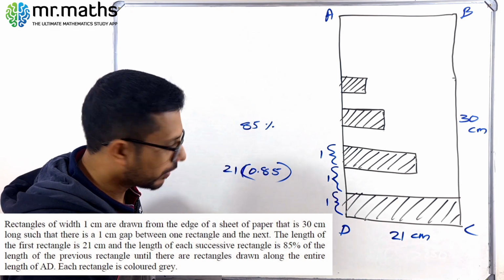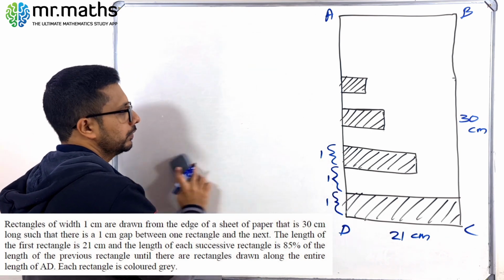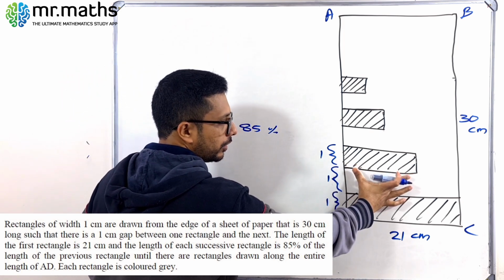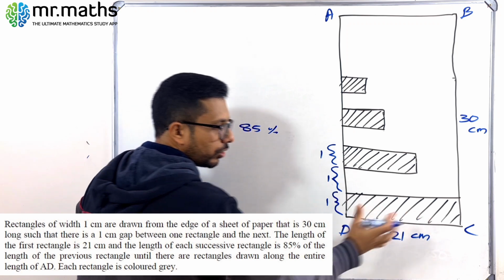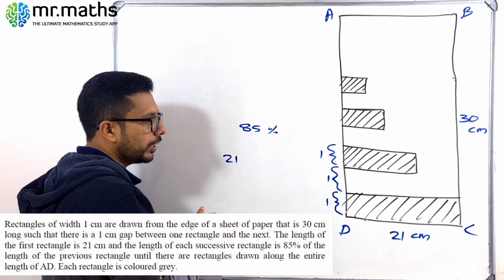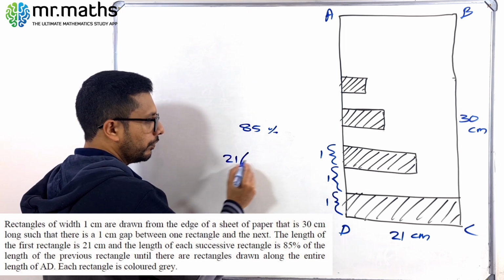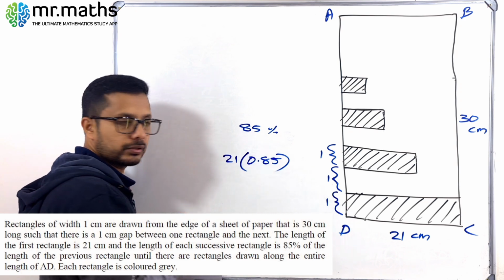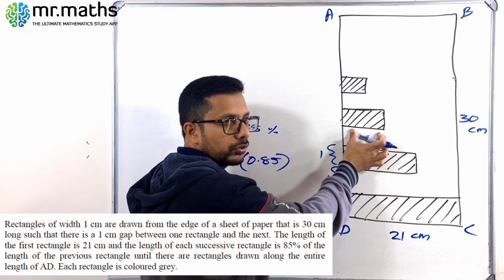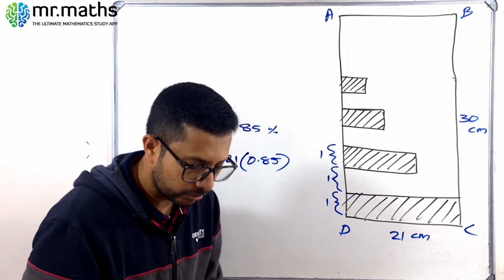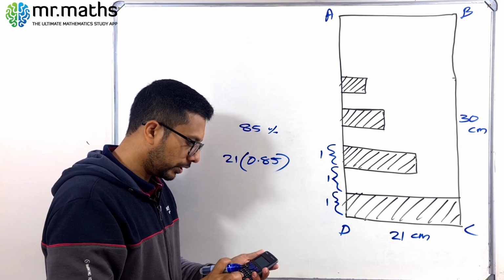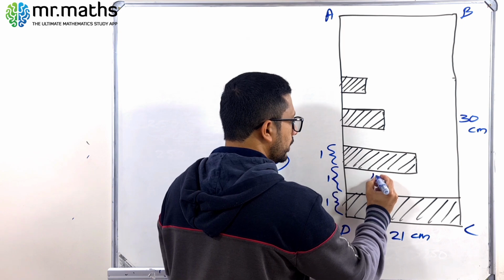So here like this one guys, this one 85%. The length of this shaded portion is the 85% of the length of that one. So the length of that one is 21. Okay, and 85% of that 21, how can you find? 21 times 0.85. Do you understand? Okay, and that is the length of this one. Okay, now how can I find the length of this one? So check in your calculator, what is the length of that one? 21 times 0.85. So it is 17.85. That means this length is 17.85.